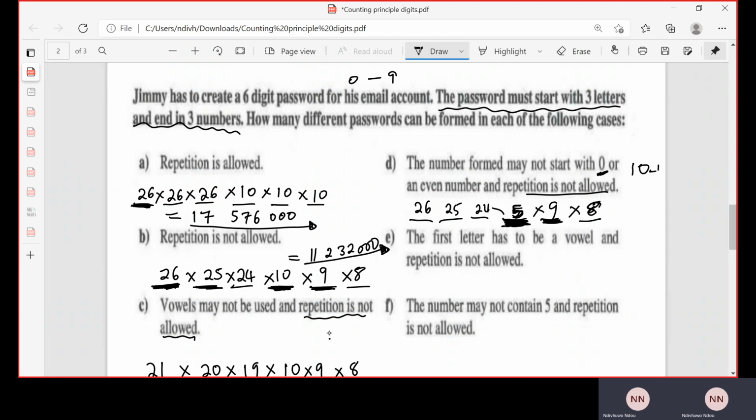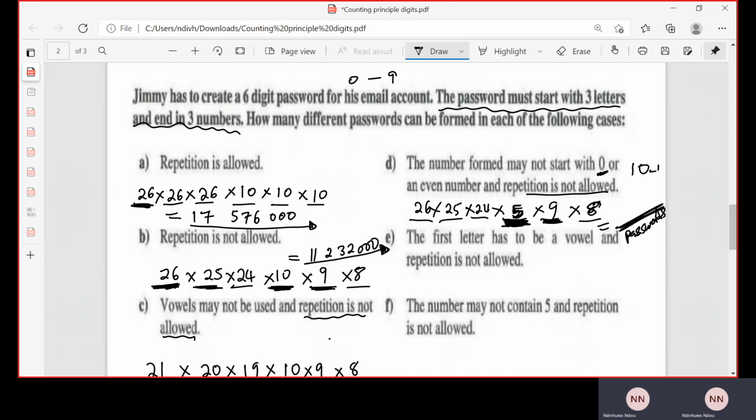So to get the answer, we just multiply out all this number of choices, then we can get the answer. So it's 26 times 25 times 24 times 5 times 9 times 8. So it's giving me 5616000 passwords that can be formed if this restriction is made.